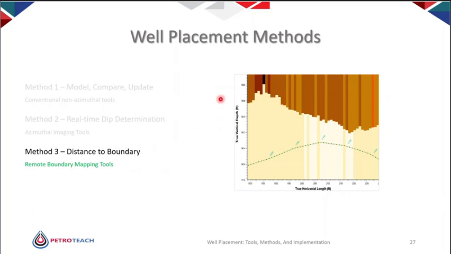The development of deep directional electromagnetic propagation tools has revolutionized well placement by facilitating remote detection of resistivity changes within a formation. The ultra-deep azimuthal resistivity tools, known as UDAR, are able to map the remote boundaries, as shown schematically here, across which formation conductivity changes considerably.